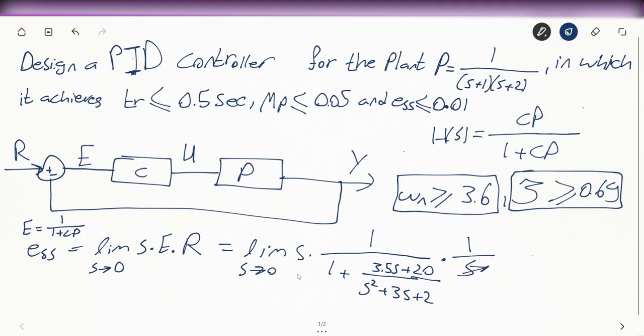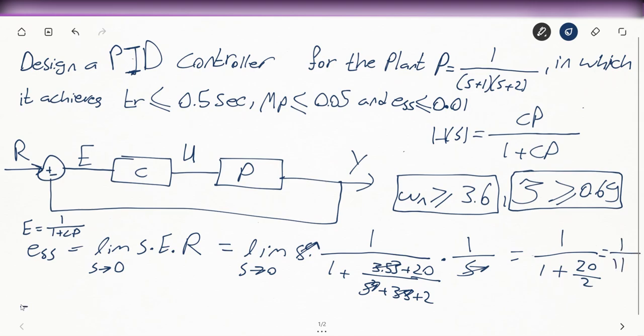Now this S cancels this S, and we are left with this expression. We know that S is going to 0, so this will be 0, this will be 0, this will be 0, and we are left with 1 over 1 plus 20 over 2, which is 1 over 11. It's exactly 1 over 11.